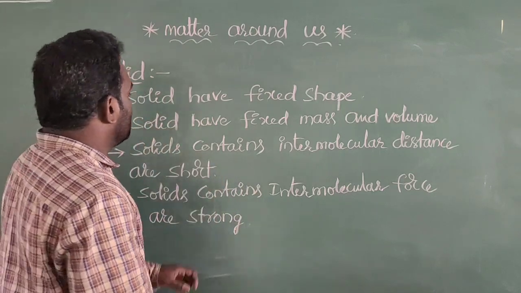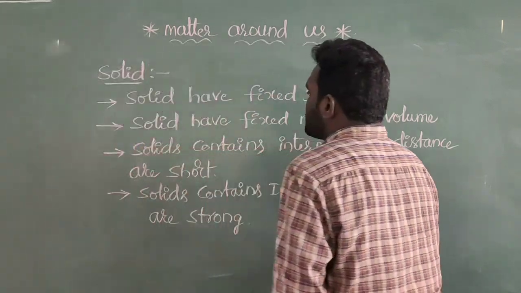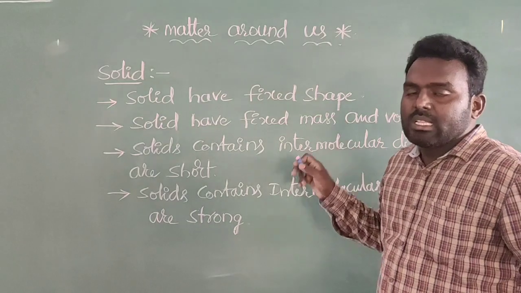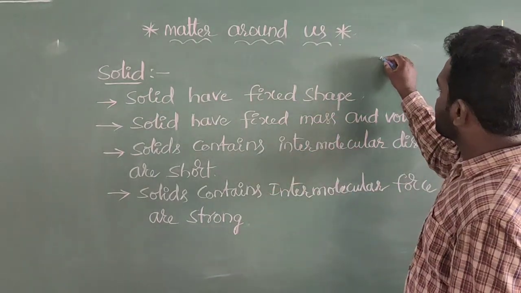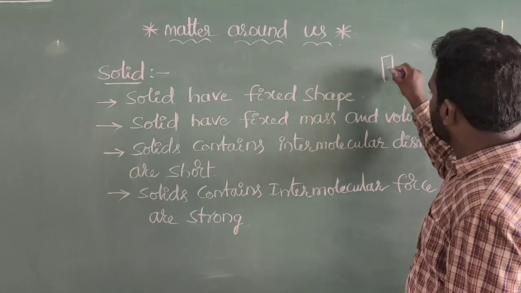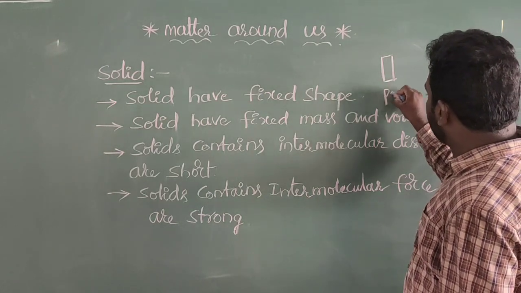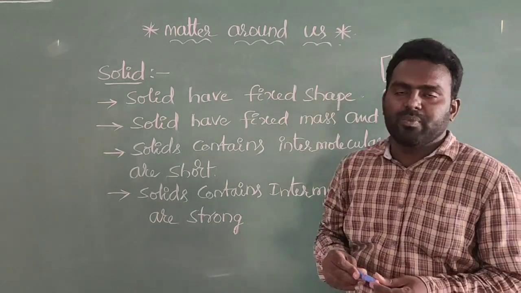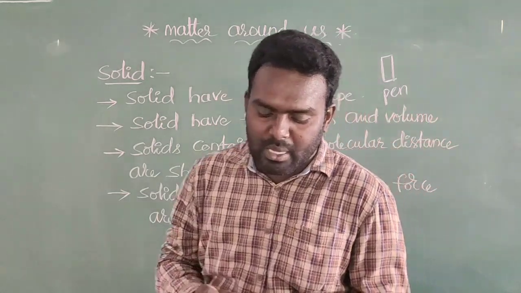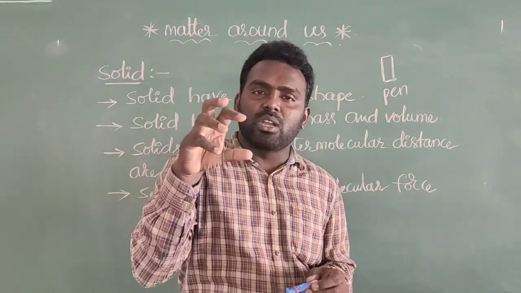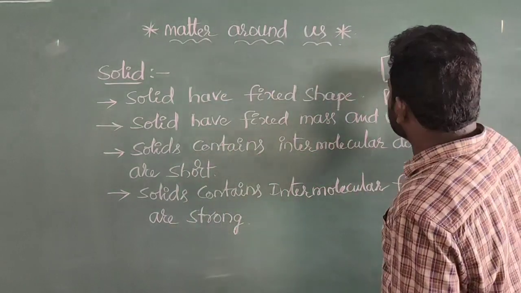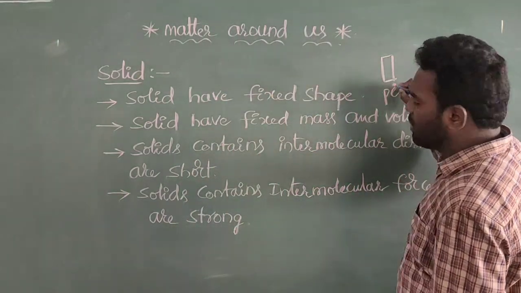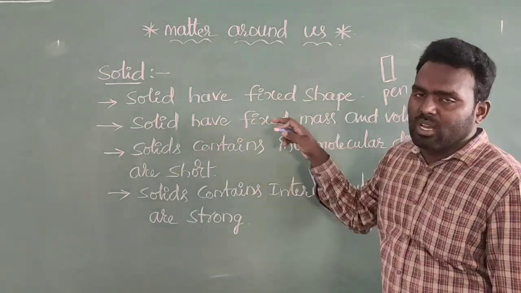See here, the first point: solids have a fixed shape. The solid materials contain a fixed shape. Suppose you see this is a pen. This pen has a fixed shape, a fixed volume, and at the same time a fixed mass. This is one example of solid materials.